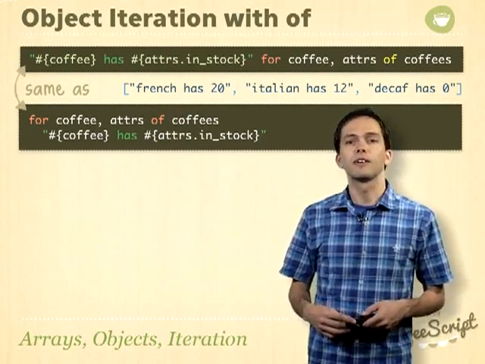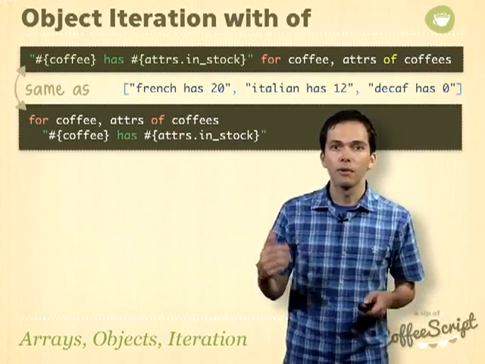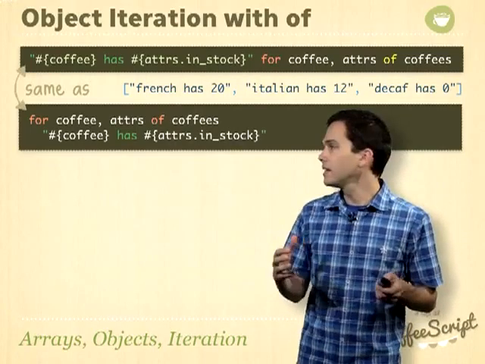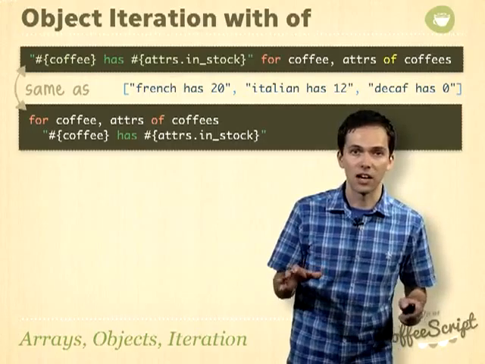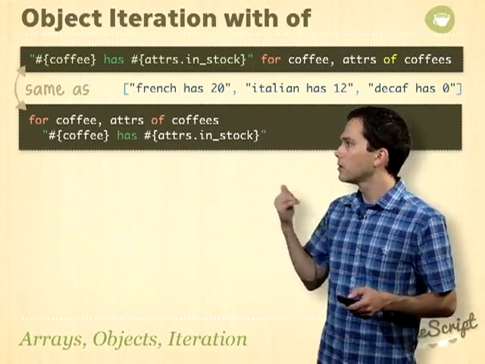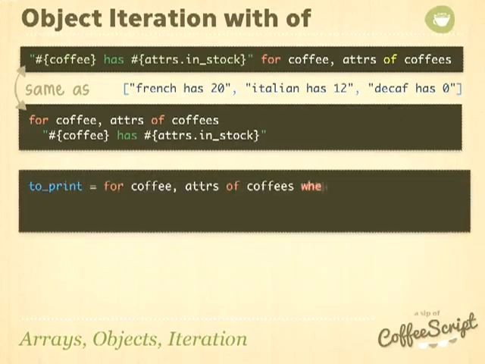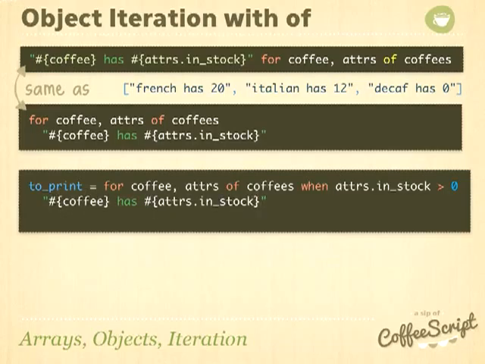Now what if we wanted to print this out nicely, the string we're creating here, but we didn't want to include any of the coffees that don't have anything in stock? What might that look like? We might do something like this, where we have a toPrint variable. You'll notice here we're doing when attributes.inStock greater than 0, so we're using a filter. And at the very bottom, we're joining the array together, so we would get French has 20, Italian has 12.